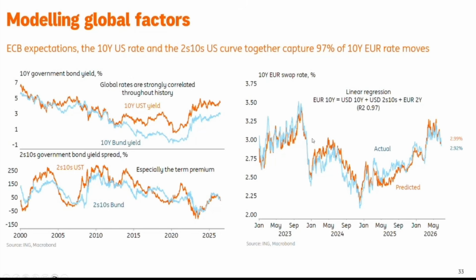Put that all together in one model. So we simply have a model where we want to know where would the 10-year Euro swap rate be based on where the US 10-year would be, where the US 2s 10s is, so the spread between the 10 and the 2, and we take a view on where the 2-year ECB expectations are. Those variables together have an R-squared of, say, 97%. So very roughly speaking, 97% of your rate moves can be determined by this.